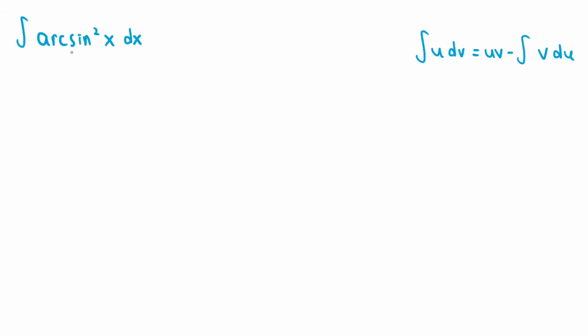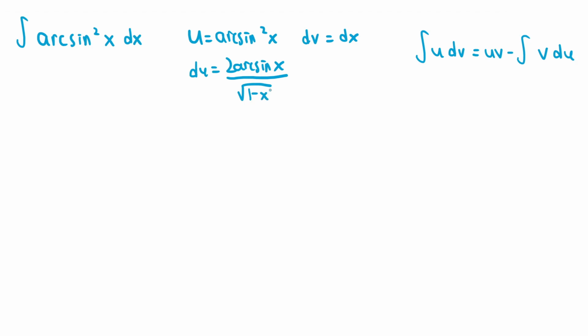So to do the integral of arcsin squared of x, we need to use integration by parts. If we let u equal arcsin squared of x, then dv needs to equal dx, which means du is equal to 2 arcsin of x over the square root of 1 minus x squared if we use the chain rule, and then dx, and this means v is equal to x.